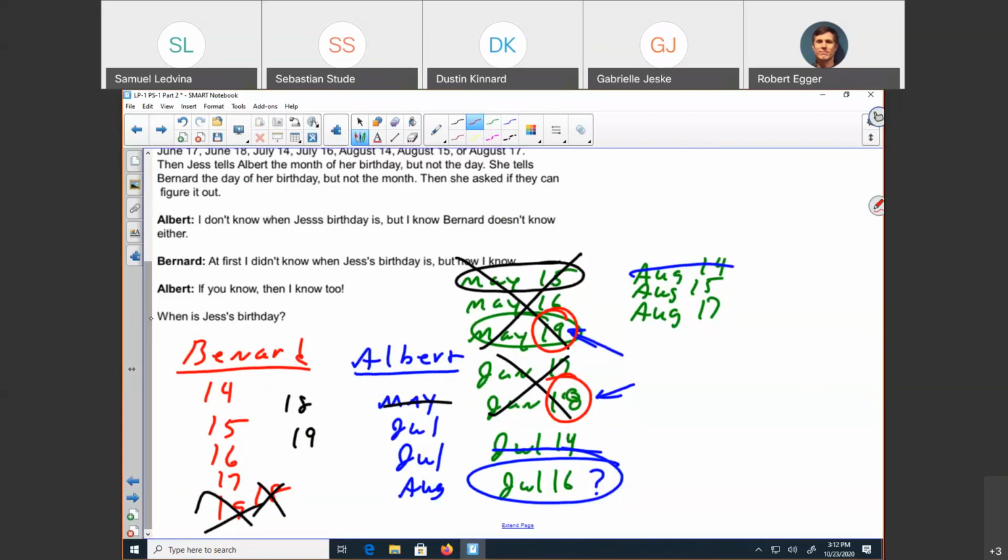Okay, so that rules out the 14th. So it can't be August 15th or 17th, right? But again, Albert knows the month. So Bernard knows what it is, since he's given the date, he can narrow it down. It has to be a number that doesn't repeat itself between July and August. That rules out 14, so it had to be the 15th, 16th, or 17th.